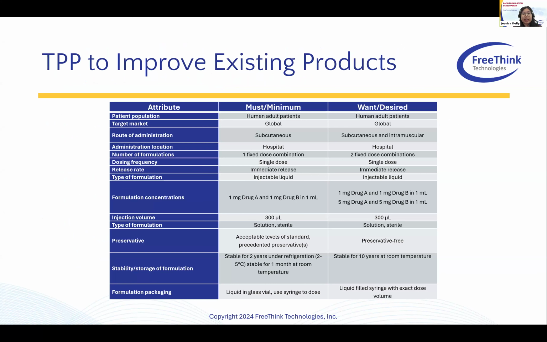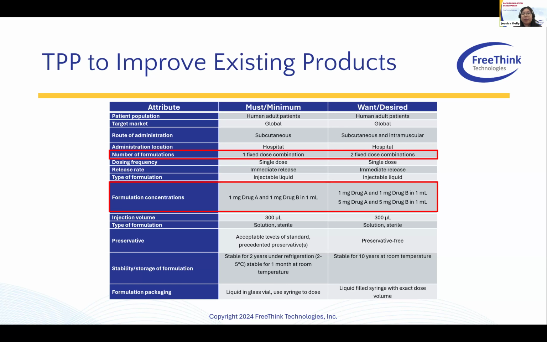So let's consider a case in which there are two existing approved products, let's call them drug A and drug B, that must be administered in conjunction with each other. So input from the medical team has found that while the medication works well to treat the specific condition, it is difficult to co-administer. So therefore, it would be beneficial to combine drug A and drug B into a single fixed dose combination for ease of co-administration.